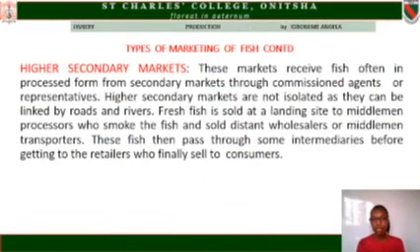Higher secondary markets. These markets receive fish, often in processed form, from secondary markets through commissioned agents or representatives. Higher secondary markets are not isolated as they can be linked by roads and rivers. Fresh fish is sold at a landing site to middlemen processors who smoke the fish and sell to distant wholesalers or middlemen transporters. These fish then pass through some intermediaries before getting to the retailers who finally sell to consumers.